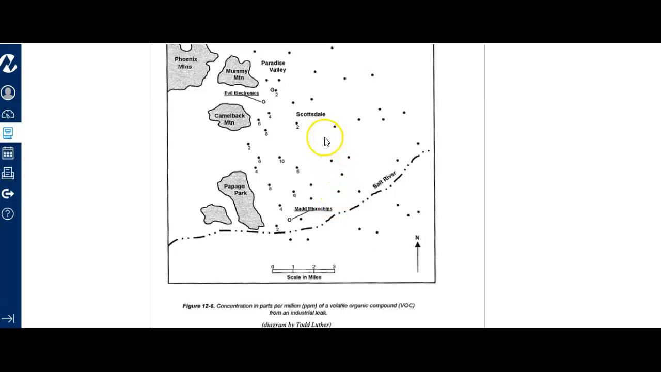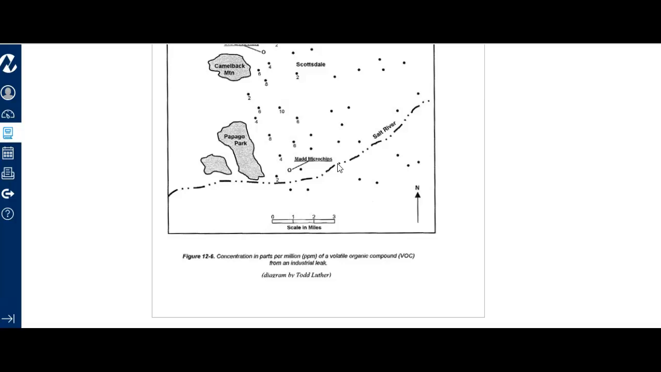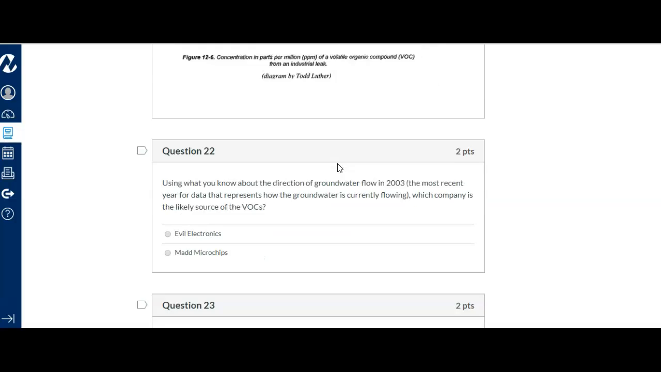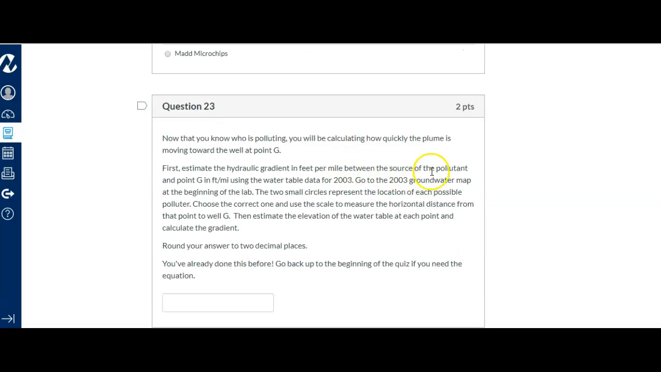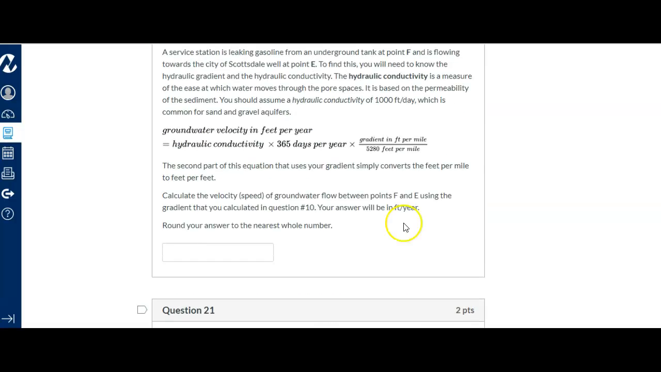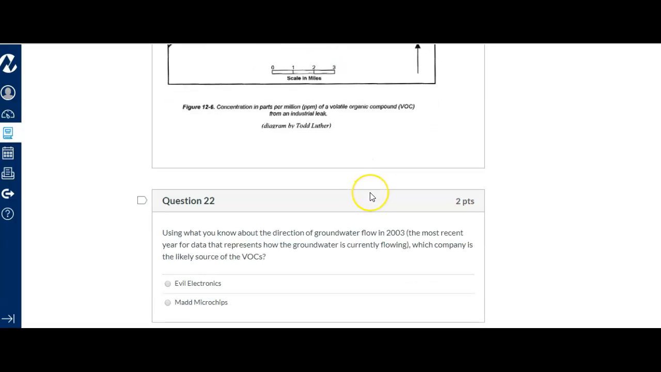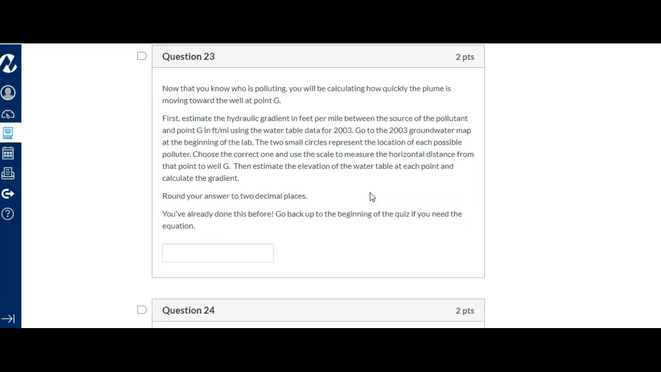If I put contamination in a certain spot in the ground, it can only go one way. It goes from high to low. So you should be able to puzzle that out using your knowledge of how the water's moving in the 2003 document or map that we have at the beginning of the lab. Okay, the next thing you're going to calculate is just what we did up here, which was kind of a practice run, right? E to F. Now, based on who is polluting here, I want you to do the calculation again, okay?